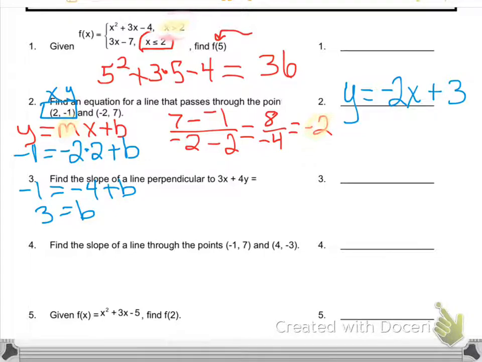Okay, if you need to write this down, you might want to pause it because I am going to erase the bottom of this so we can work on the next equation.